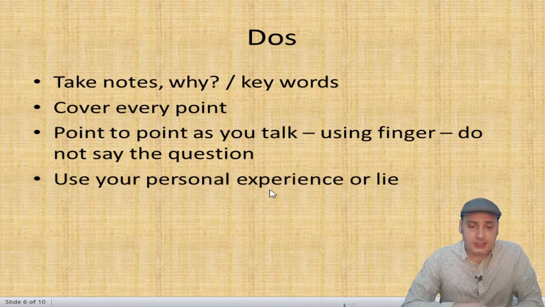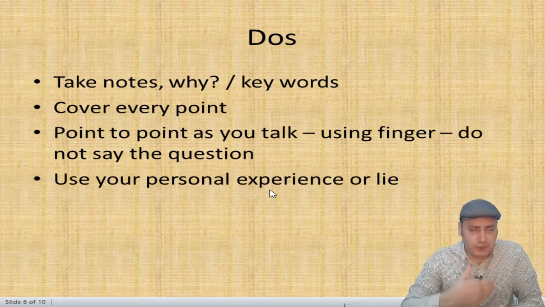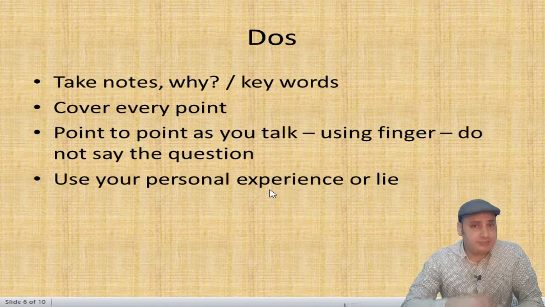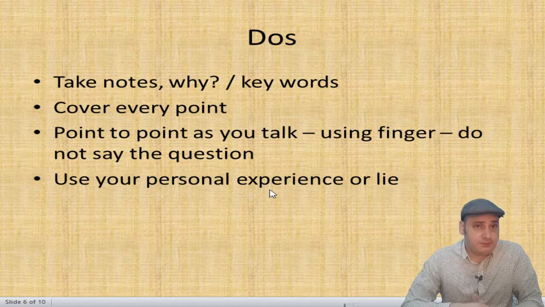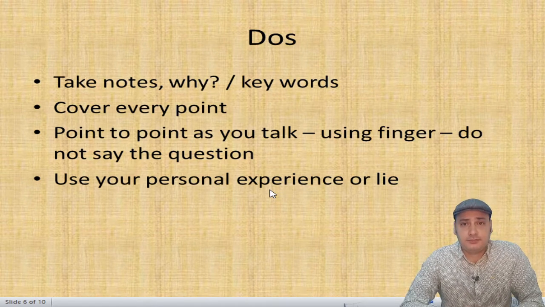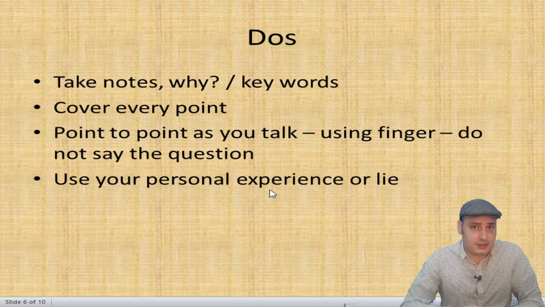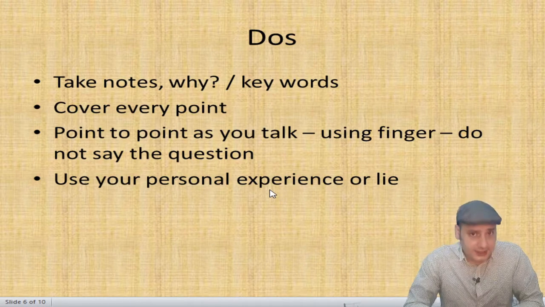The next point, use your personal experience or lie. Sorry to say the word lie, but I'm not really sorry. For example, even today in my class, I asked in the writing, there was a question about the Muscat Festival in the email writing. And one of the questions was, did you have any difficulties during your trip? And simply the students answered, no, I didn't have any difficulties. Well, we give you the question to help you generate more ideas.